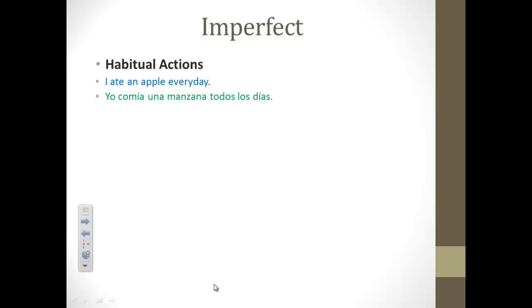Okay? But because we put the words every day in there, we're implying it was a habitual action, so we have to use imperfect.